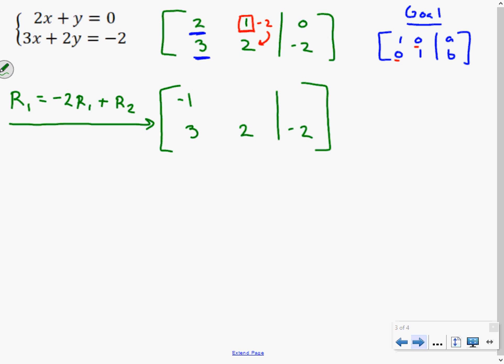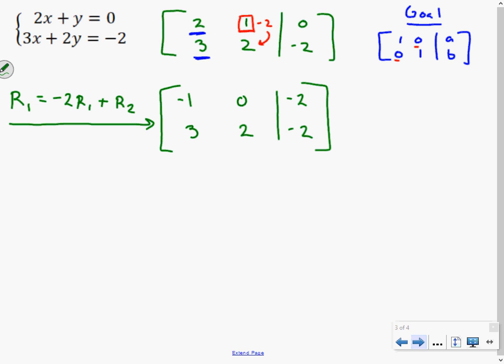And then I move to the next column. 1 times -2 is -2, plus 2 gives us that 0 that we wanted. Then we move to the next. So 0 times -2 is 0. If I add row 2 with that, I get -2. So we got the 0 that we said we were looking for.